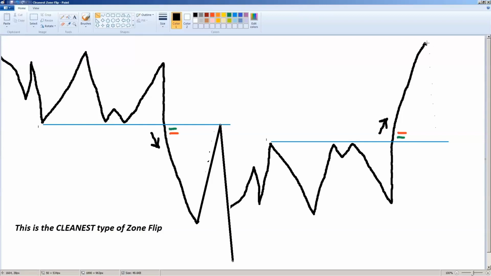All right, same for this other direction. Price pulls back into the previous spike high or set of spike highs, clears out breakout order traders that ran their stop losses to break even, and then shoots off away from the zone flip.